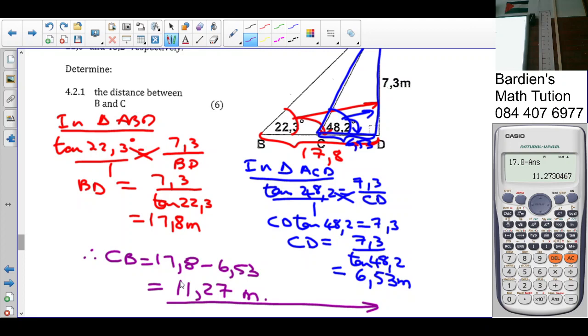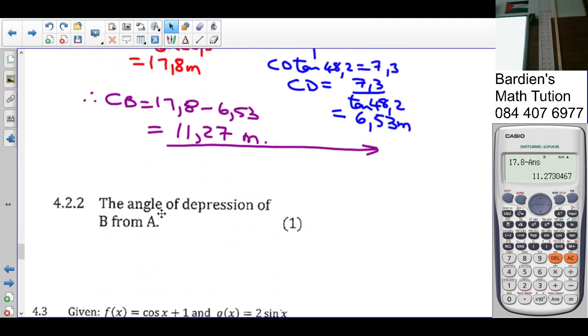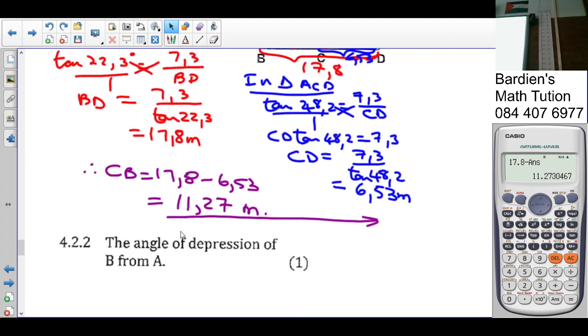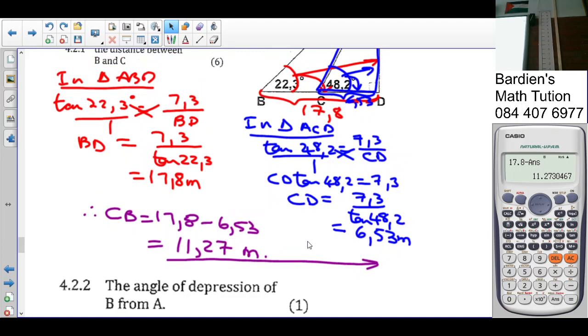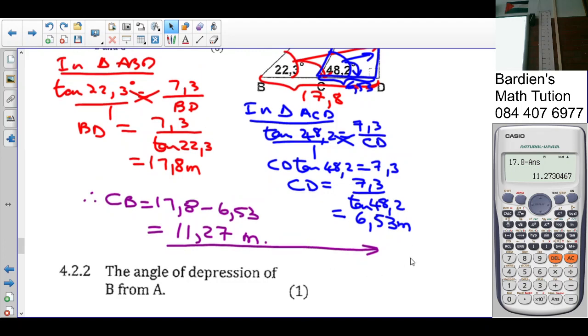Right. Then the next question, dependent on this, yes. The angle of depression.